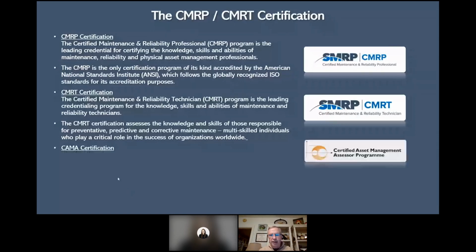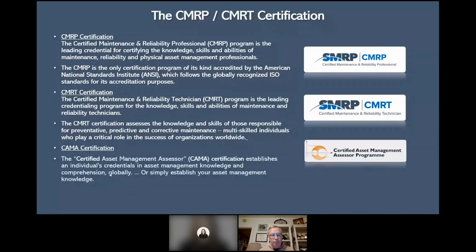Then there's the CAMA certification, the Certified Asset Management Assessor Program. The certification establishes an individual's credentials and asset management knowledge and comprehension globally. I mean, this is an international certification, or simply establishes your asset management knowledge. Now, all three of these are international certifications, so there are people certified in all of these all over the world. How many countries? That's a good question. I asked that question, but I don't know, a lot.